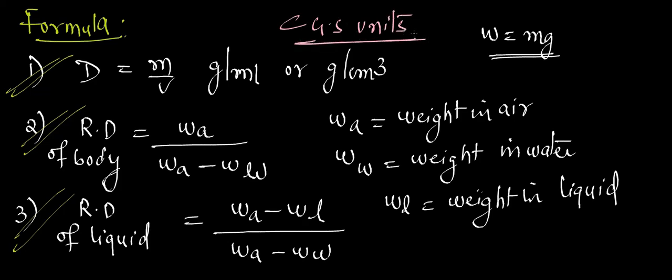These are the formulas for relative density 2 and 3. Suppose they ask you density of the body, then what will you do? You take the same value but just keep the unit. Mass by volume only, right? Mass by volume, but mass and volume are not given. They have given you weights. Then what will you do? You have to use the formula according to the given data. If mass and volume are given, you will use first formula. If weights are given, for body, second formula. If it is for liquid, third formula.